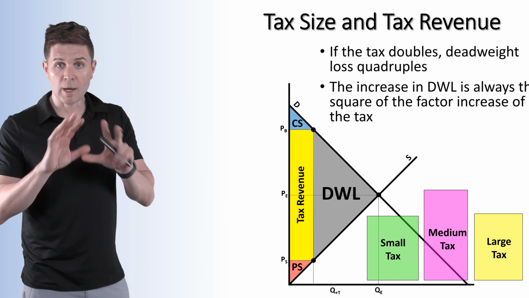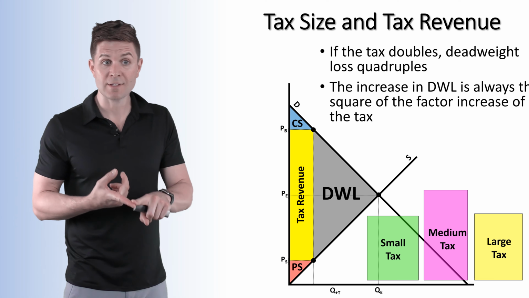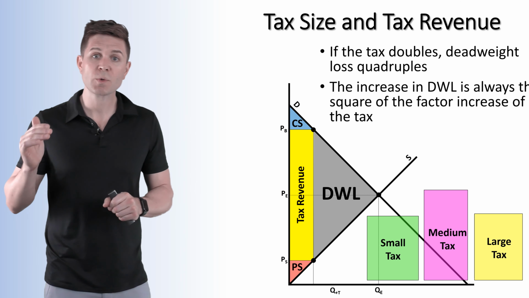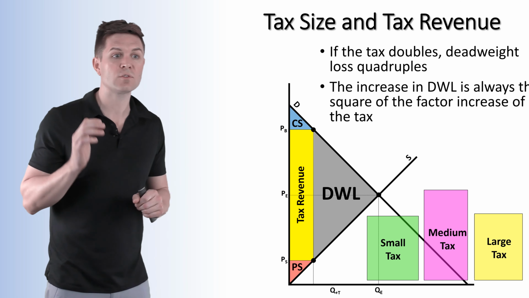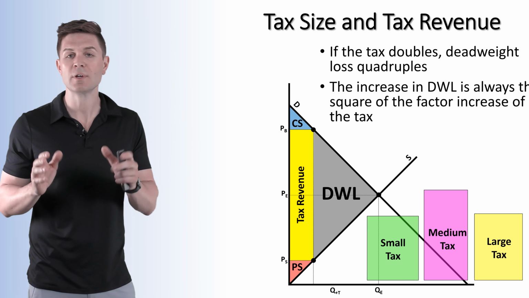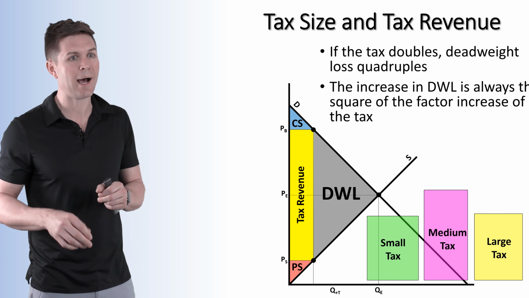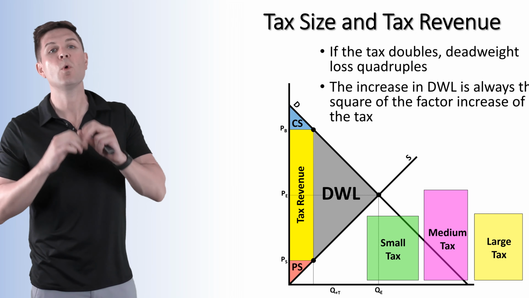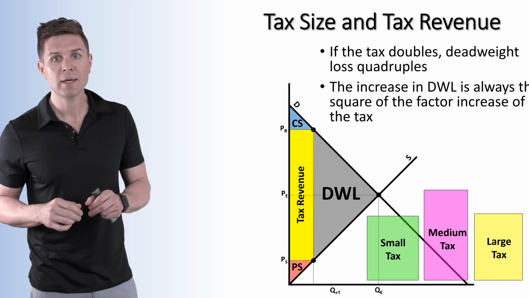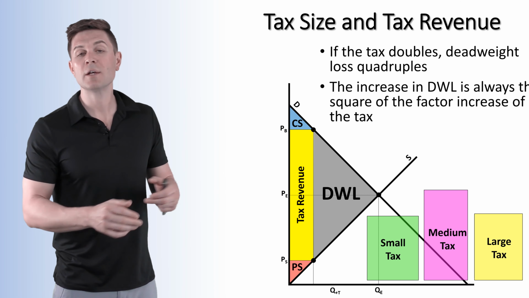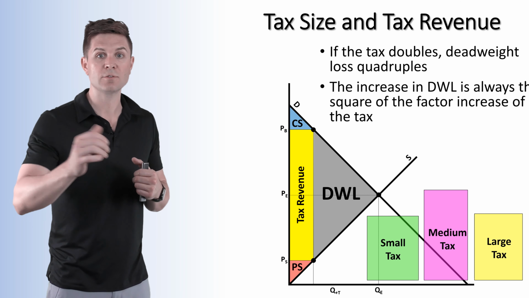All right, so a couple things to keep in mind. If the tax doubles, deadweight loss is going to quadruple. So the increase in deadweight loss is always the square of the factor increase of the tax. Just keep that in mind as a general rule, because there's usually a question that pops up about what happens to deadweight loss if the tax doubles. And it's an easy answer: tax doubles, deadweight loss is going to increase by the square of that.